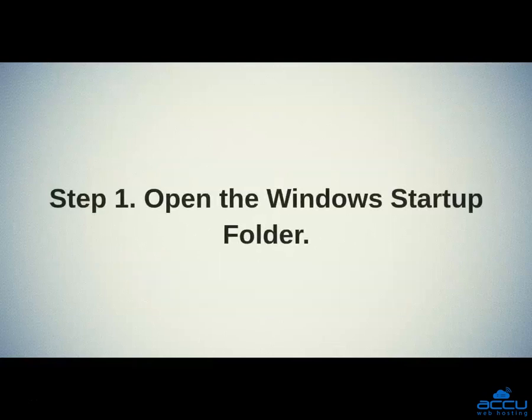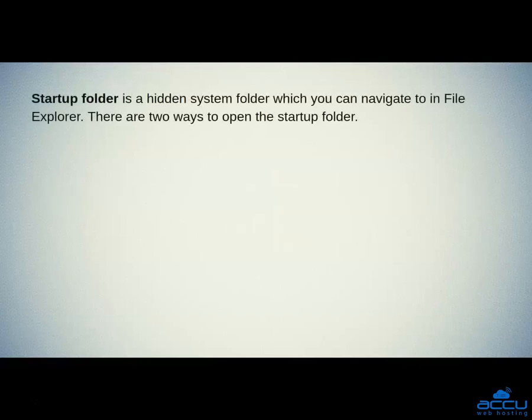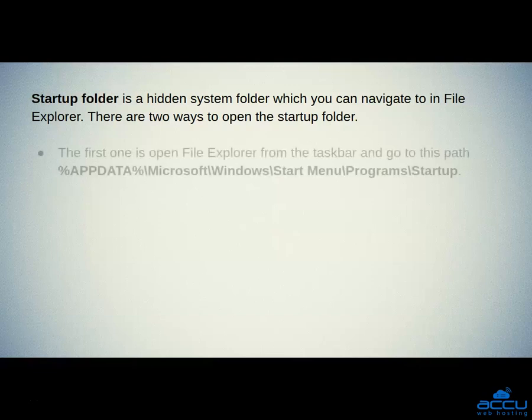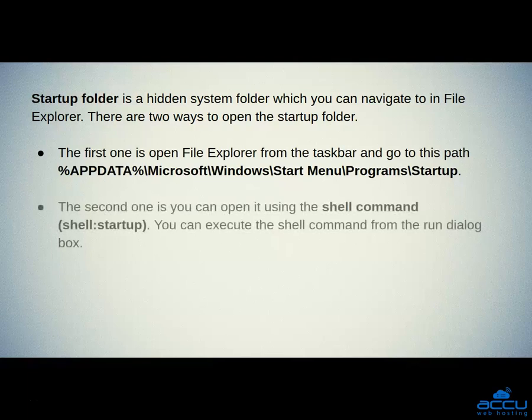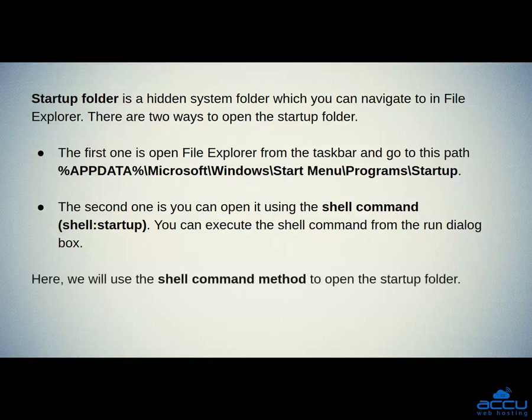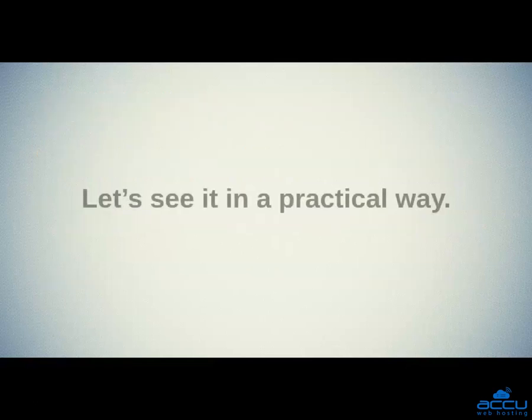Step 1. Open the Windows Startup folder. Startup folder is a hidden system folder which you can navigate to in File Explorer. There are two ways to open the Startup folder. The first one is to open File Explorer from the taskbar and go to this path. The second one is you can open it using the shell command. You can execute the shell command from the Run dialog box. Here, we will use the shell command method to open the Startup folder. Let's see it in a practical way.